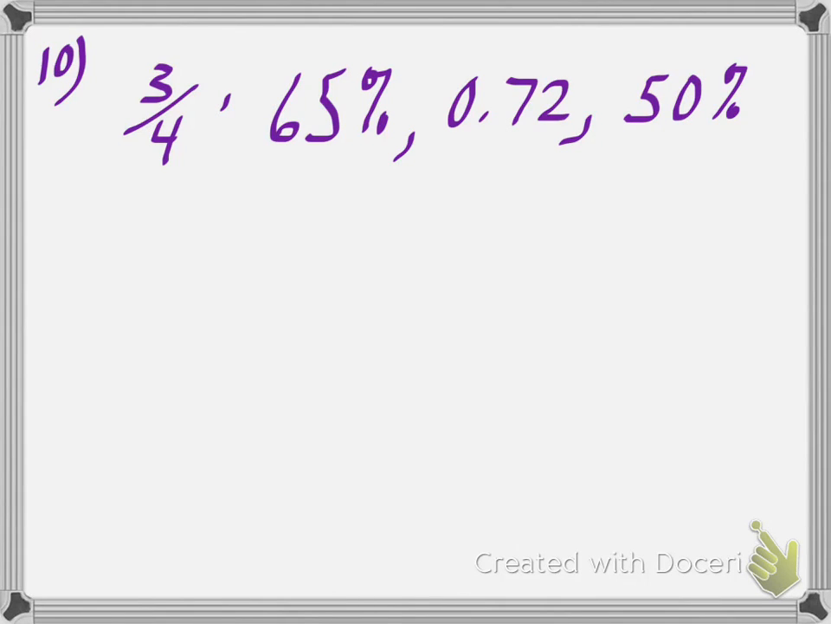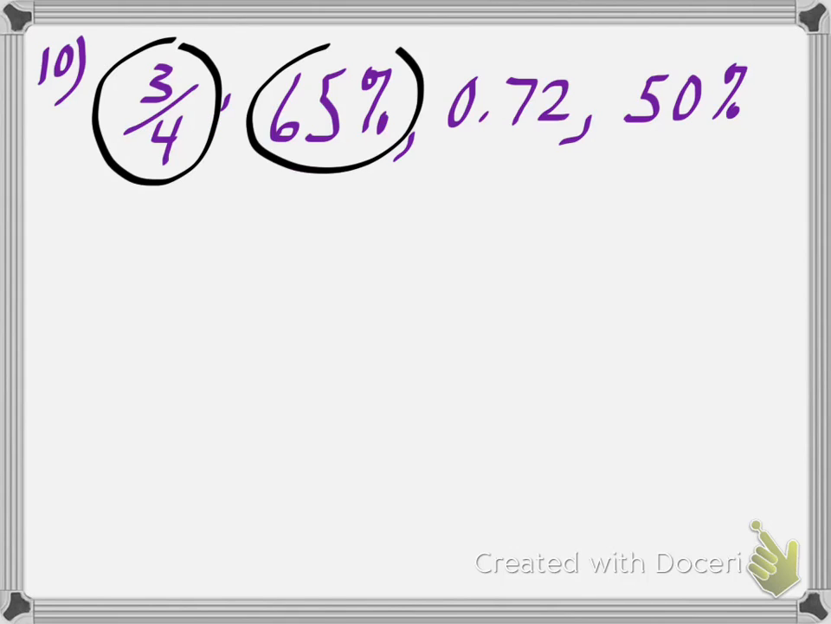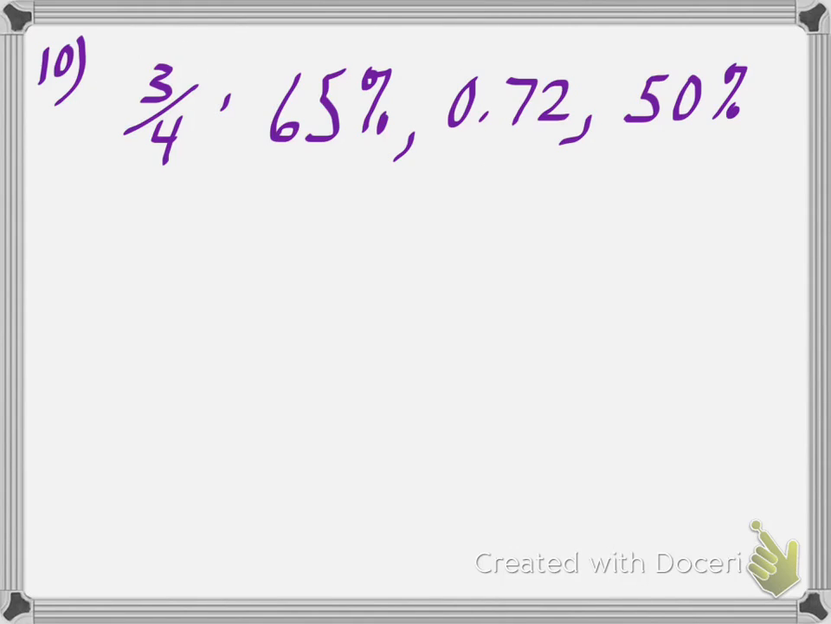Okay, for number 10, we have to arrange these in order from least to greatest and explain how we got our answer. Now we have three ways to do this. We have all these that are different. We have here fractions and percents and decimals. So what we have to do is somehow get them all the same, because not only do we combine only like terms or tags, we compare only things that are alike.